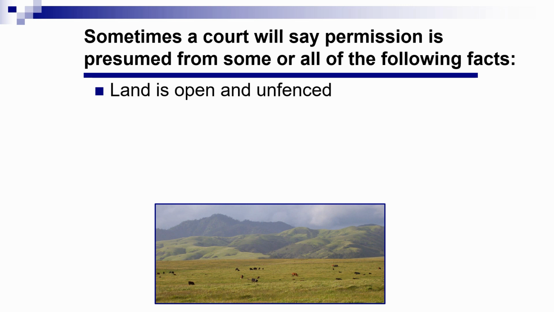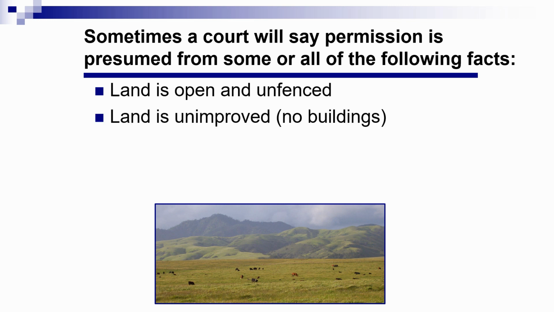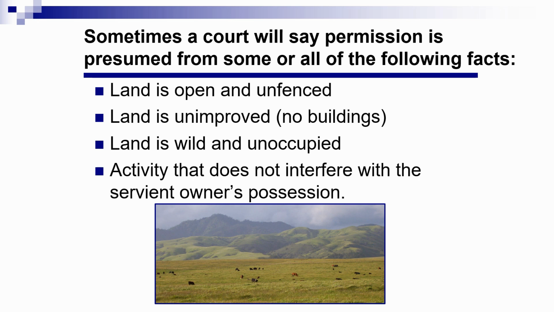Is the land open and unfenced? Is the land unimproved? That is, no buildings on it. Is the land wild and unoccupied? Is the activity one that doesn't interfere with the servient owner's possession of the land? Some or all of these facts might lead a court to say that there is implied permission or presumed permission from the true owner to cross their land, and therefore that no prescriptive easement will arise.